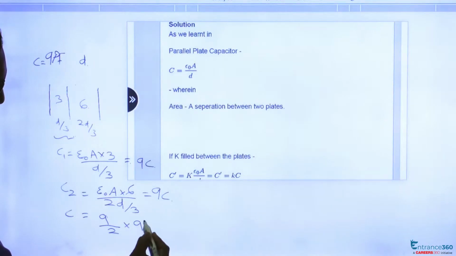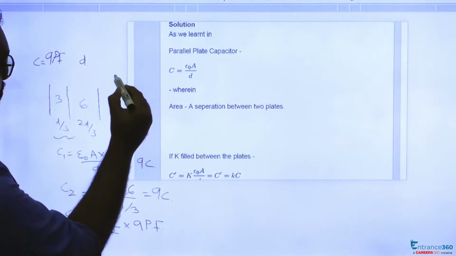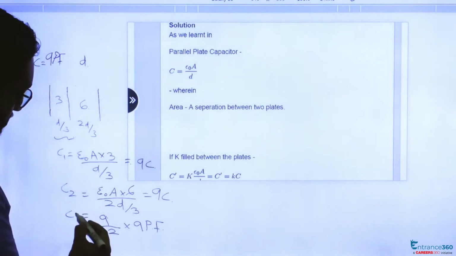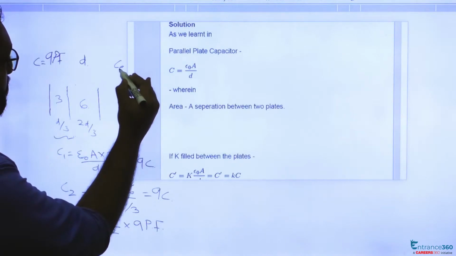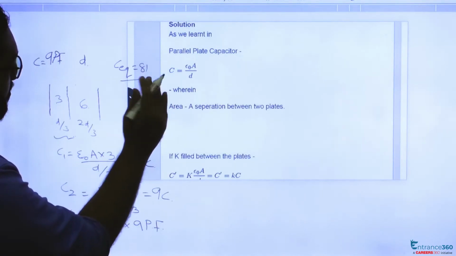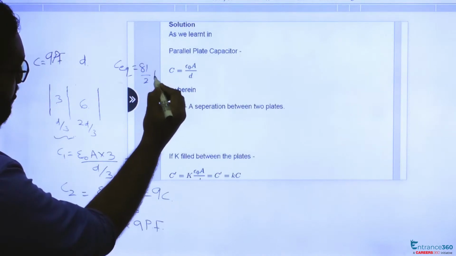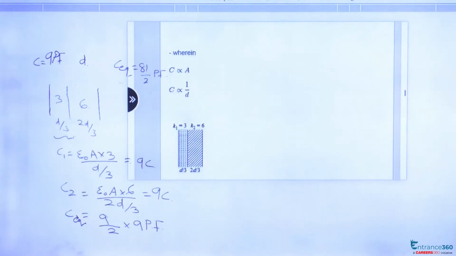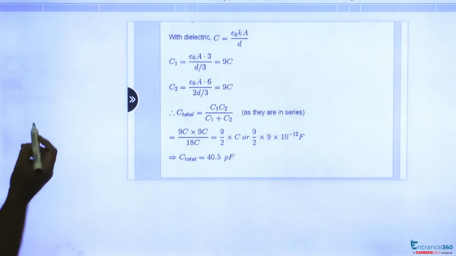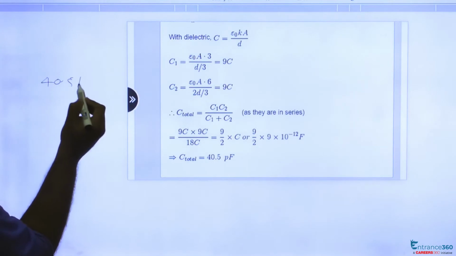C value is 9 picofarad. So it is 81 by 2. So total capacitance, C equivalent is 81 by 2 picofarad, or we can say 40.5 picofarad. So these are the steps involved and our final answer is 40.5 picofarad.